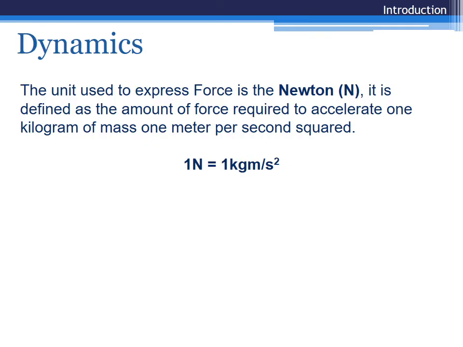Before we begin, we have to talk about newtons. The unit used to express force is a newton, symbolized by a capital N. It is defined as the amount of force required to accelerate 1 kilogram of mass 1 meter per second squared. Instead of writing, when we're looking for force, the unit kilogram meters per second squared, we just write a capital N.